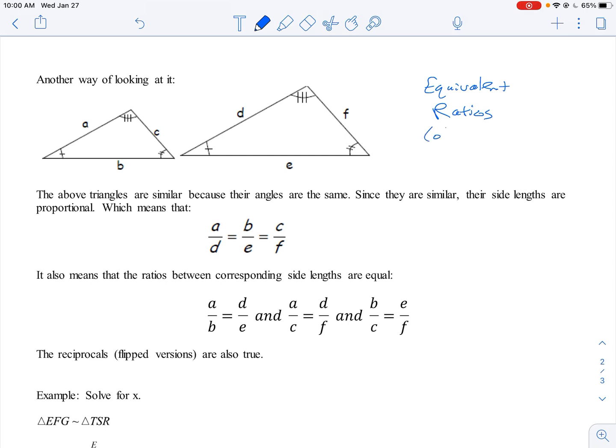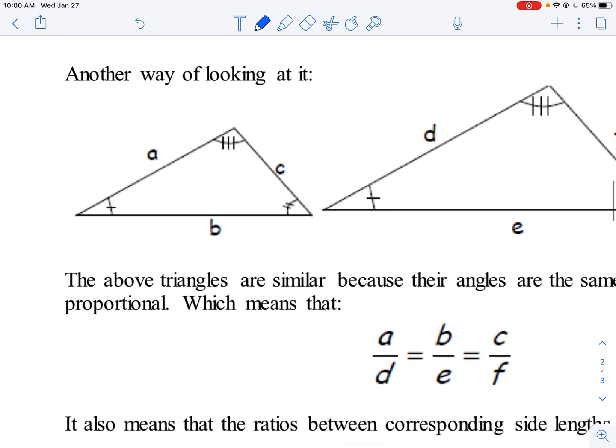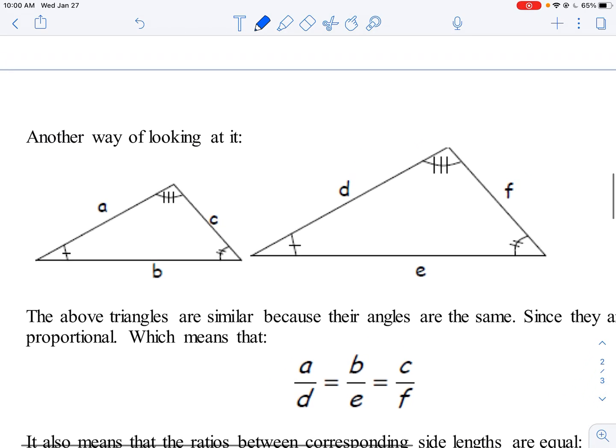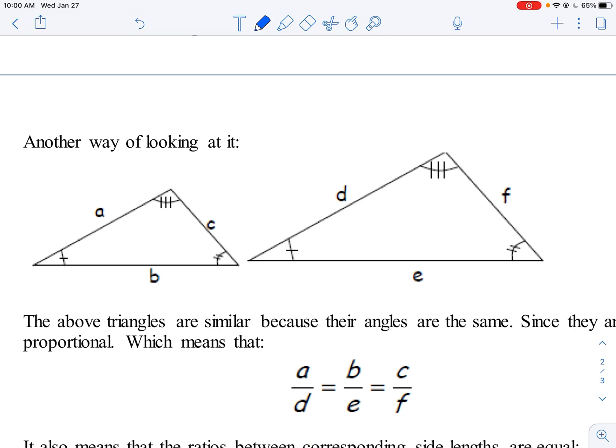Of corresponding parts. I'm going to just write that, corresponding parts. That's terrible penmanship, but you're going to see what it means in a second. So, if you have two similar triangles, the ratio of corresponding parts is going to be congruent across both.